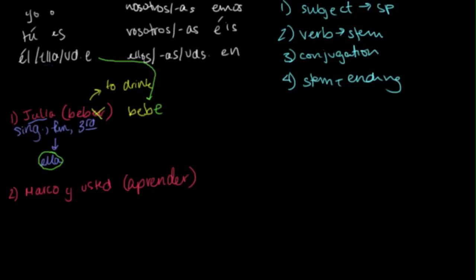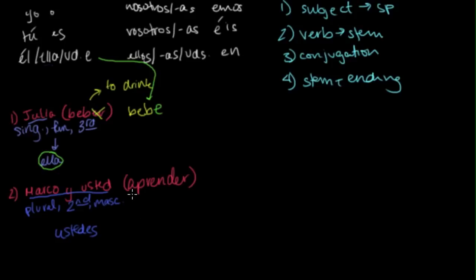Alright, now let's look at example number 2. So again we see that we have our subject, Marco y usted, and in this case our subject is plural. It's in the second person because usted means you, we're speaking directly to you. And it is masculine because one component is masculine. And finally, we should be working with ustedes rather than vosotros because usted is formal. Ustedes.